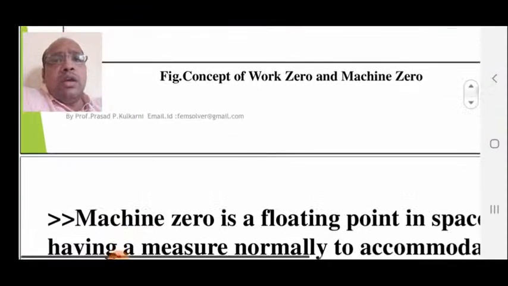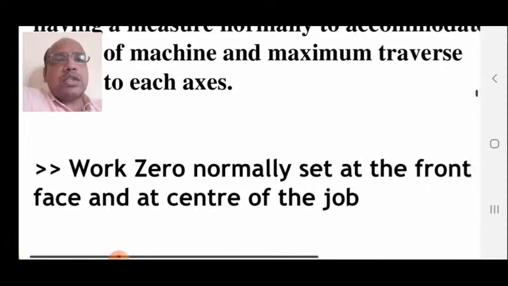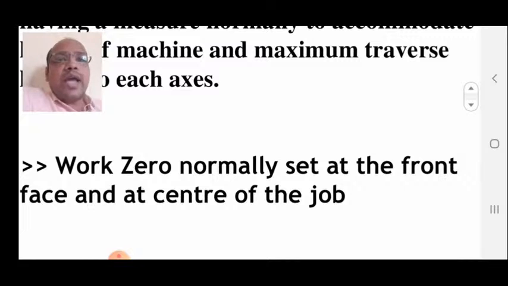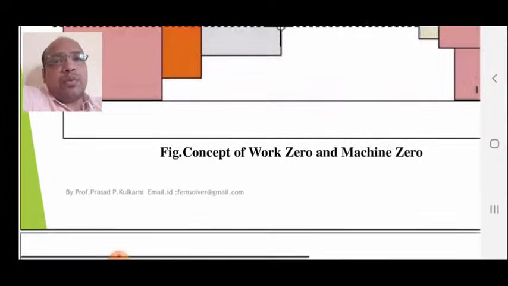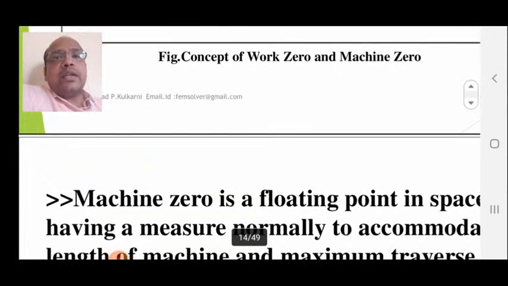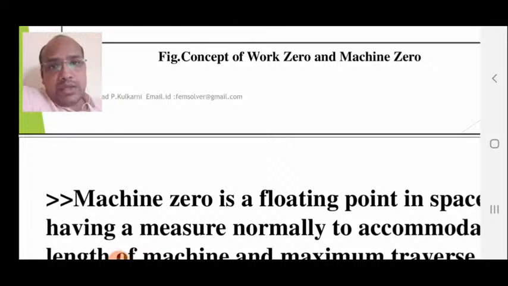But if you see work 0, it is normally set at the front face and at the center of a job. So you can see this diagram. Work 0 is normally set at the front face and center of the workpiece. So while writing a part program, in a CNC machine we take an offset, and this offset is taken with respect to work 0 and we write a part program.